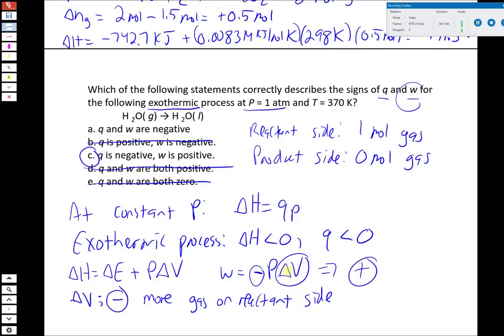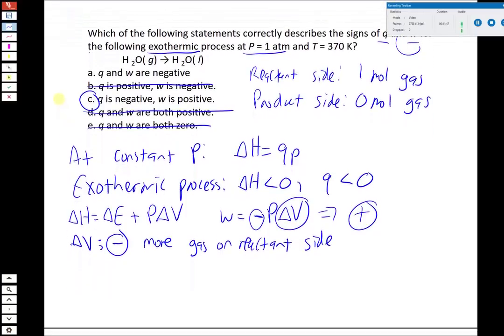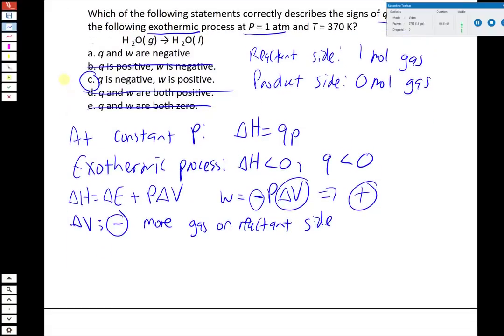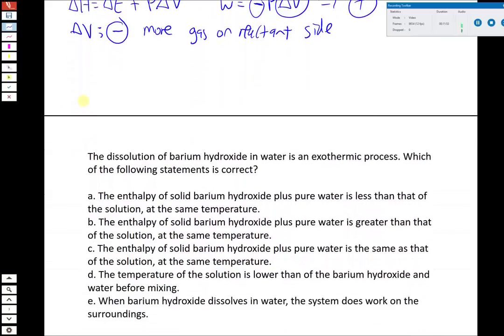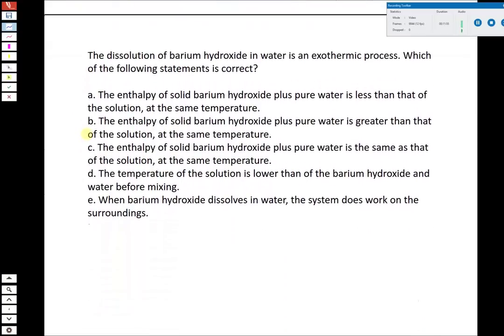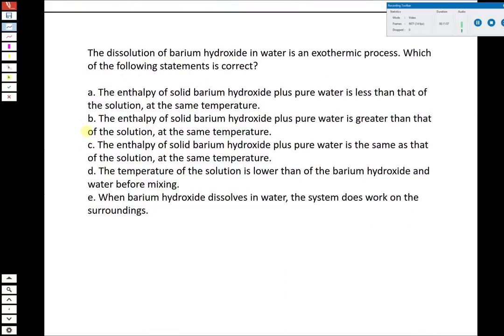All right, so again, that just requires us to think a little bit about the equations, but more in a conceptual sense, and how we think about heat, work, and delta H and all those things in their relationships. All right, this problem here also deals with mostly just the sign of delta H and delta E and things like that. So the dissolution of barium hydroxide in water is an exothermic process. So again, that means delta H is negative. Which of the following statements is correct?